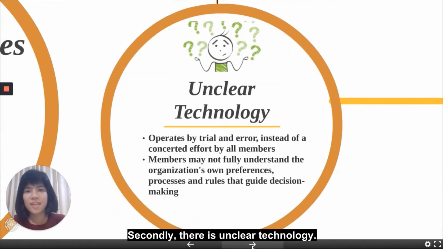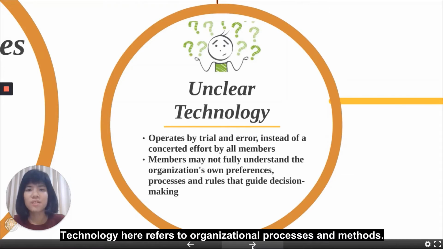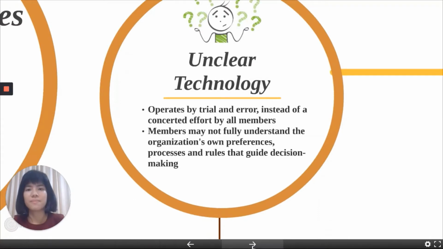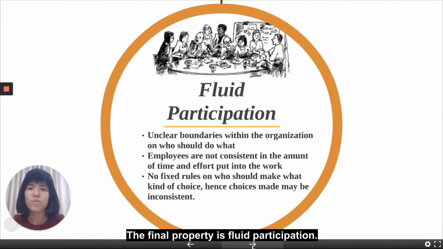Secondly, there is unclear technology. Technology here refers to organizational processes and methods. In an organized anarchy, the members operate by trial and error and are unclear on the organization's processes and decision-making guidelines. The final property is fluid participation.